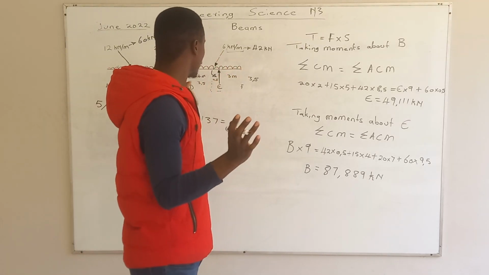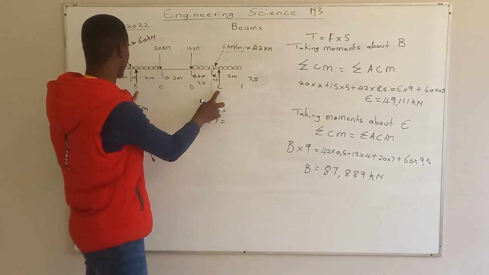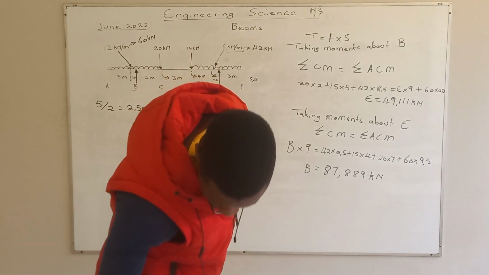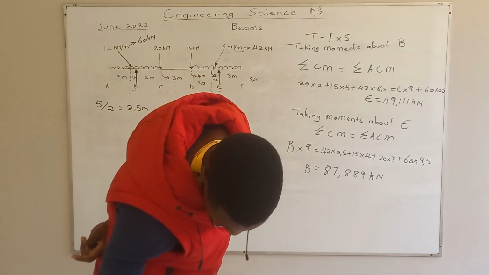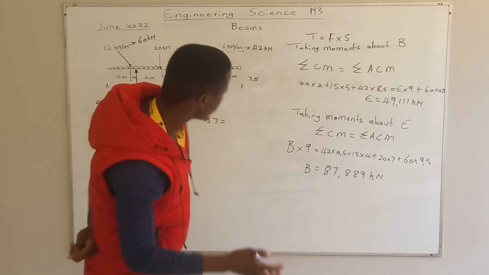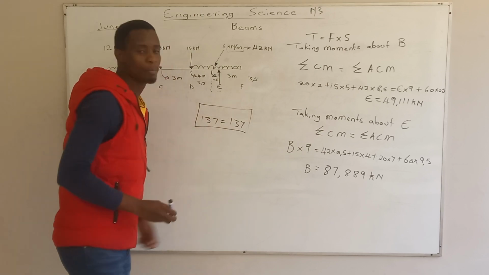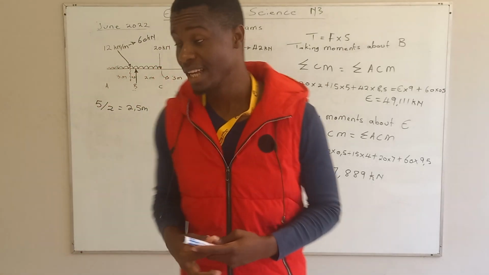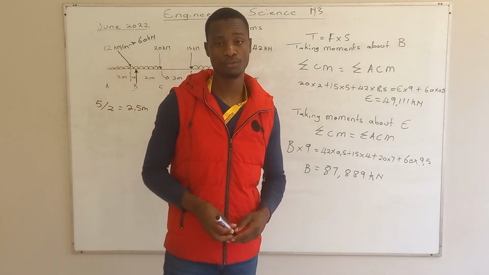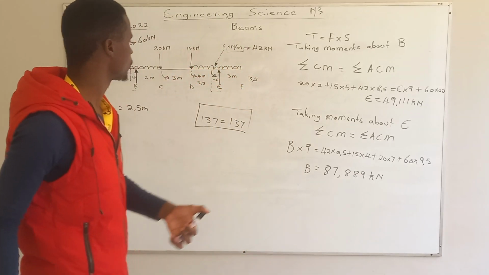So for this beam to be evenly balanced, we must get 137 when we add E and B. Now E is 49.11 plus B, which is 87.889. Then the answer is 137. So it means our beam now is balanced. And once you get this one, now you can start smiling, because it means you have your full 4 marks, or even if they decide to give you 6 marks, you have your full 6 marks.